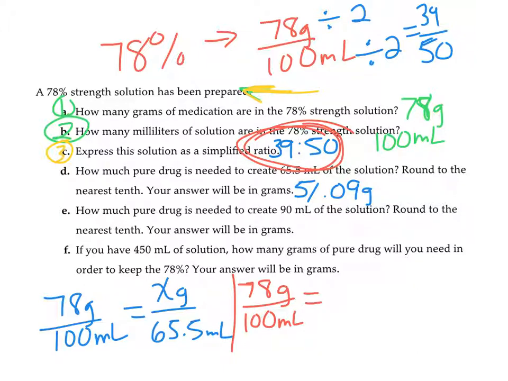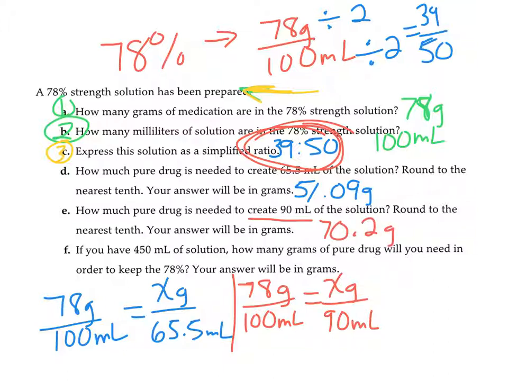My unknown, based on this question, I need to create 90 milliliters, so I set that up as X amount of grams over 90 milliliters. And so that is the proportion that I will use in this case. So I'll take that 78 and multiply it by 90, and that will give me 7,020. Dividing that by 100 would give me 70.2. So I'm going to go ahead and write that in red next to letter E, 70.2.